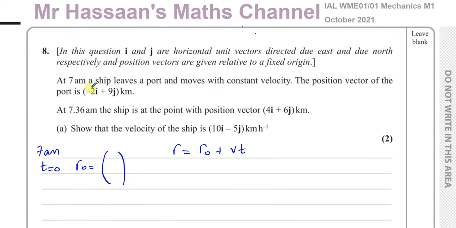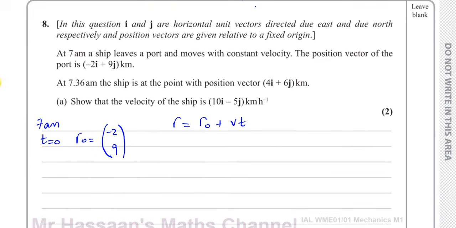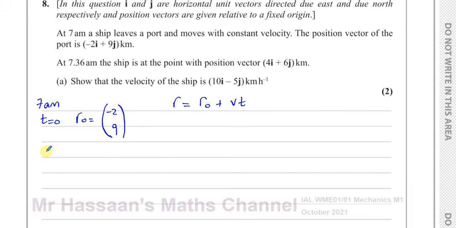So I'm going to write this as, at 7 a.m., it's at this point minus 2i plus 9j. I much prefer this. It organizes everything neatly: i components, j components. You don't have to keep writing i and j down. I find it much better to write it in that way. And I know that at 7:36 a.m., now 7:36 is 36 minutes after time equals 0, and they want the velocity in kilometers per hour.